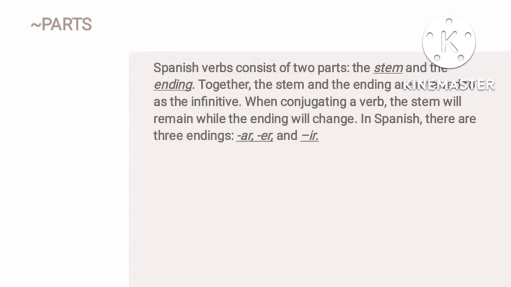Spanish verbs also have parts. They consist of two parts, the stem and the ending. Together, the stem and the ending are referred to as the infinitive. When conjugating a verb, the stem will remain while the ending will change. In Spanish, there are three endings, the ar, er, and ir.